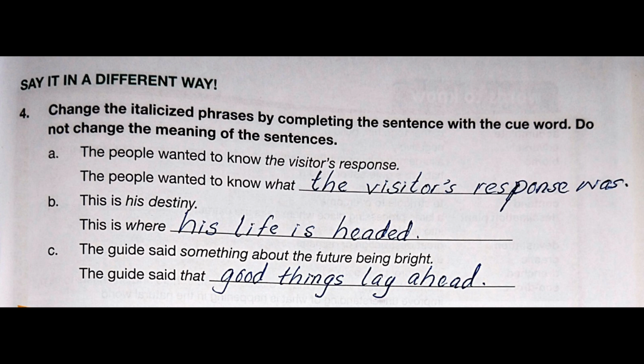Say it in a different way. 4. Change the italicized phrases by completing the sentences with the cue word. Do not change the meaning of the sentences. A. The people wanted to know the visitor's response. The people wanted to know what the visitor's response was.